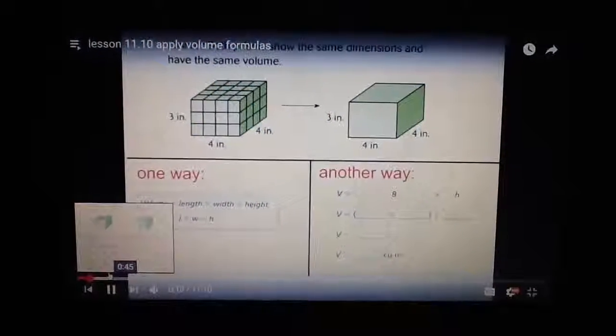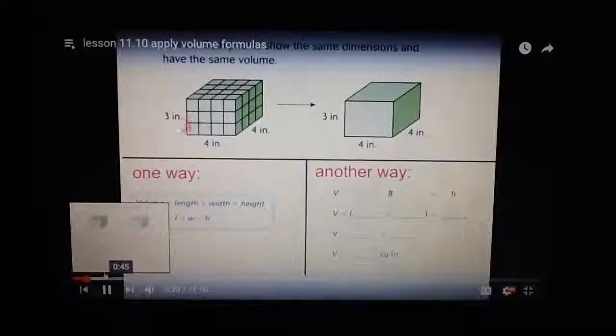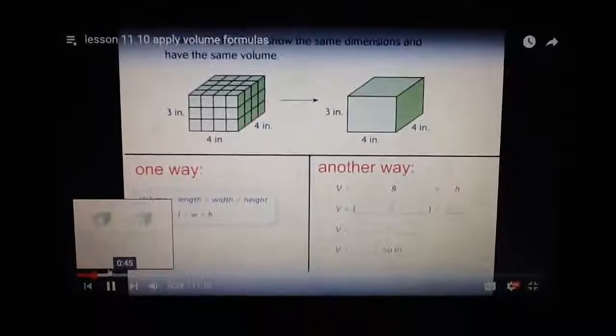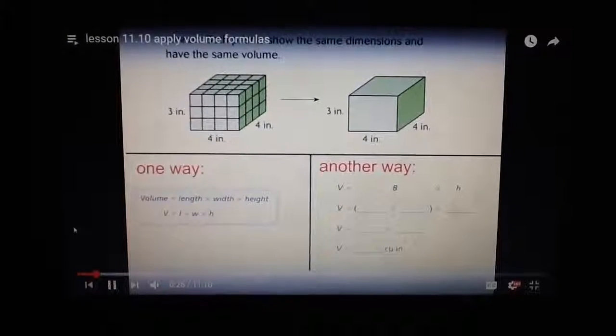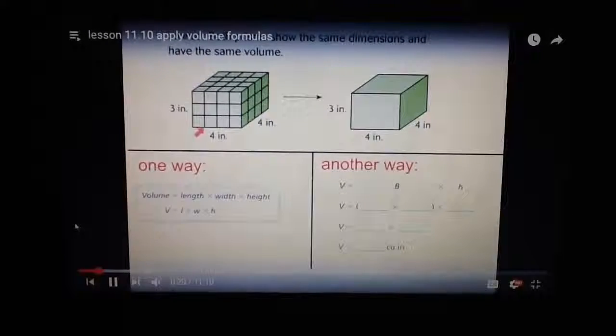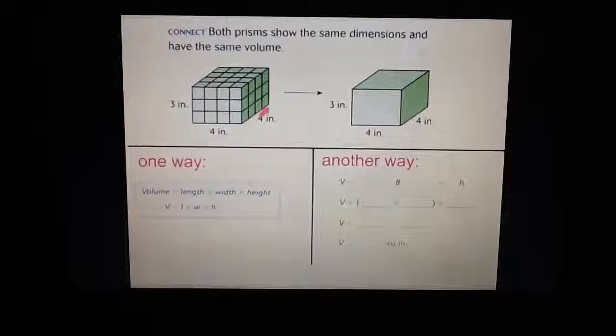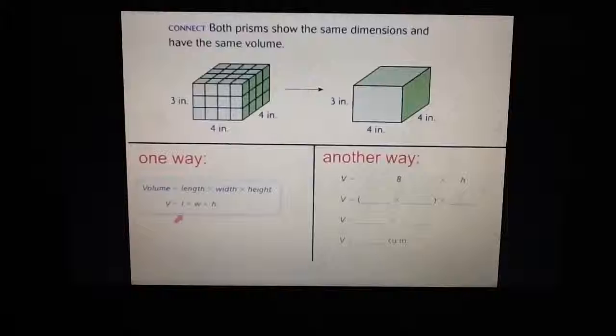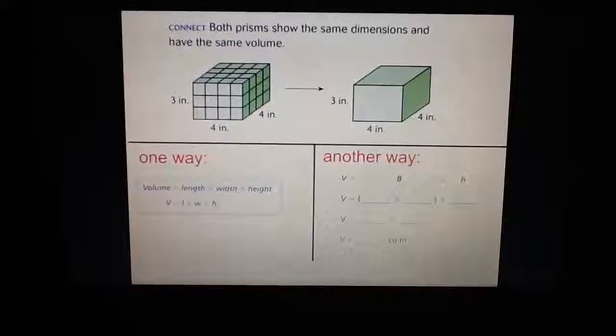In the last few lessons, we've been finding volume by using our unit cubes. And we've been putting them together to create rectangular prisms to find the volume of a rectangular prism. And we've been noticing that when we do length times width times height, you find the volume. Length times width times height is our formula, L times W times H.